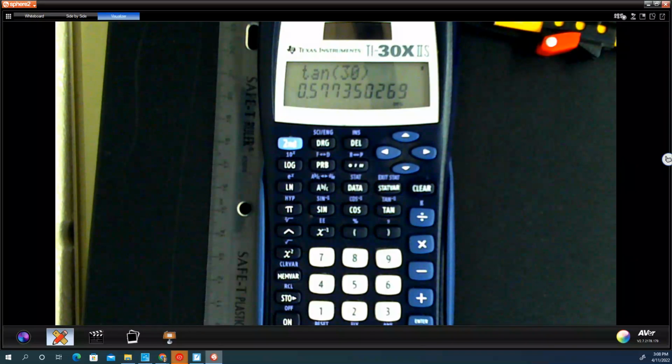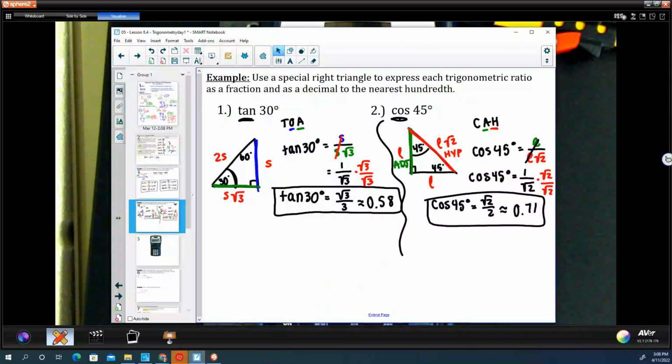Yes, sir. Exact. Yeah, you're not supposed to be using that calculator. It's okay. I'll fix it for you. I know how to change it. No, I will.